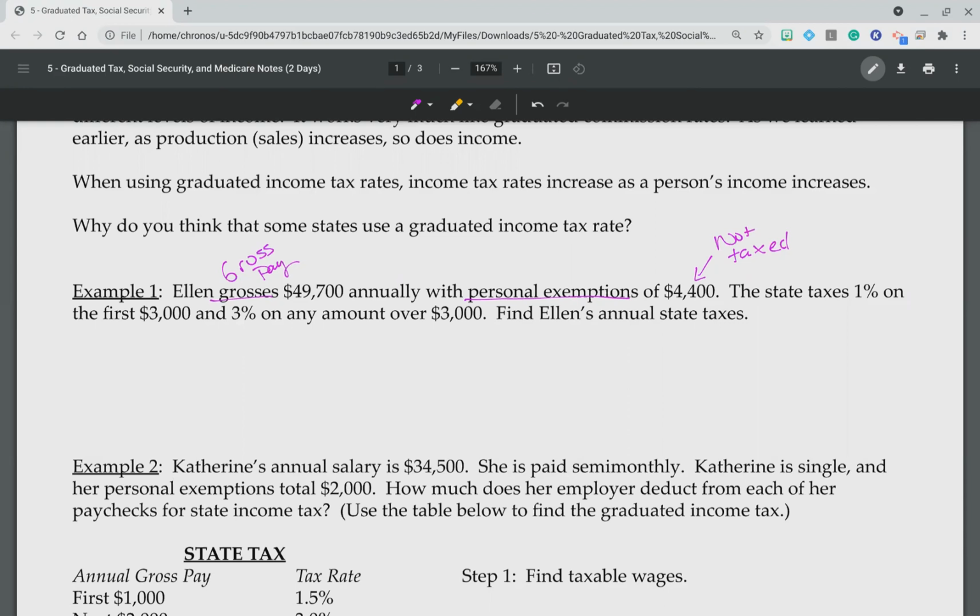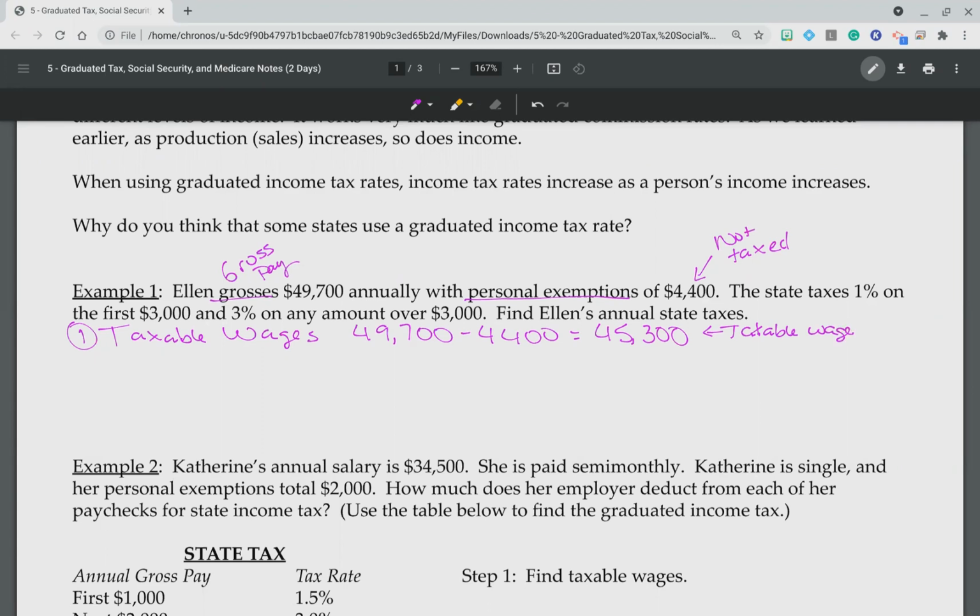Okay, so first remember we have to find her taxable wages. And to do that, we take her gross pay and we subtract the money that is not taxed to therefore find the money that is taxed. So the money that is not taxed is $4,400. And that's going to leave us with $45,300. That's our taxable wage.